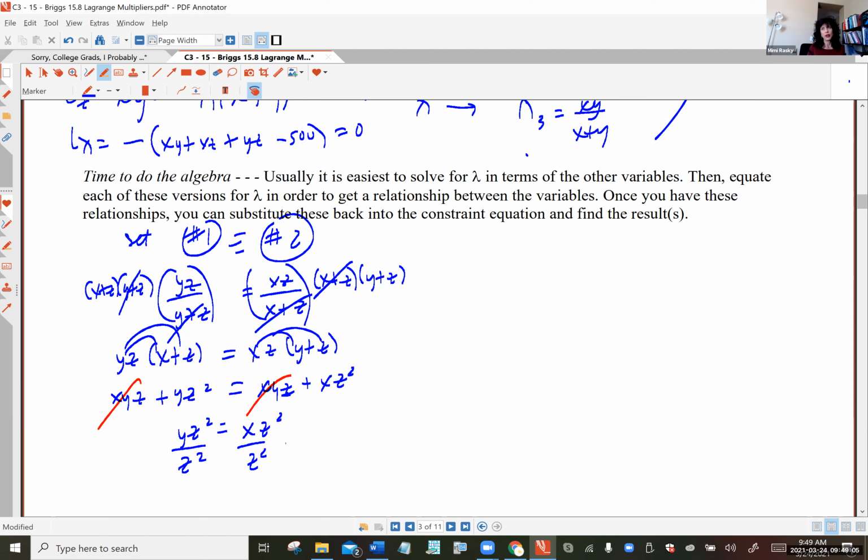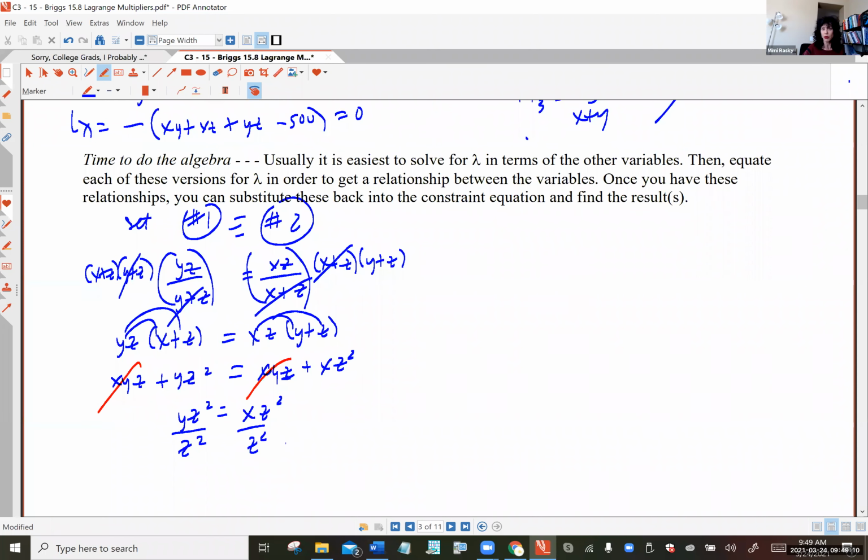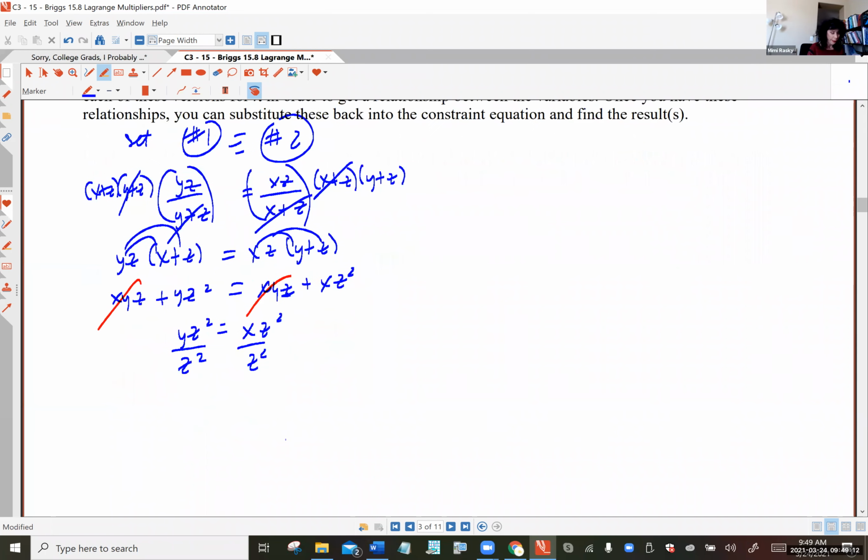We're going to assume that we have a non-zero z value, which makes sense because we don't want our box to have a 0 height. And then we get y in terms of x. And is it always this easy? No. Sometimes you get y equals like 50x or something wacky. I'm going to save that for later.